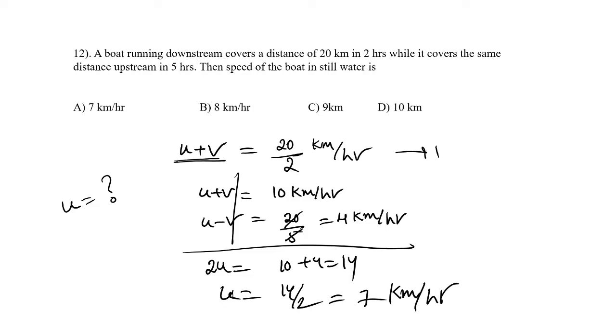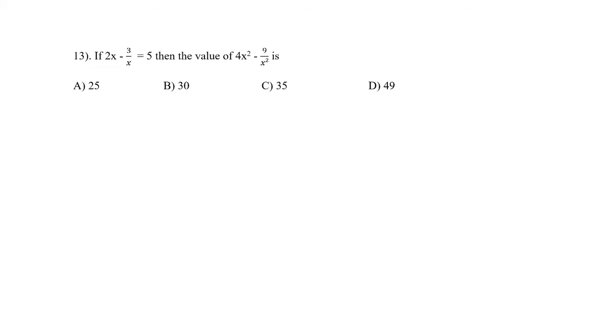Okay, U means speed. Then the speed of the boat in still water is 7 kilometers per hour. Option A. Now see the 13th question. If 2x minus 3 by x is equal to 5, then the value of 4x square minus 9 by x square is. But suppose I find the square of the LHS, 2x minus 3 by x, whole square. Then what will be the result?